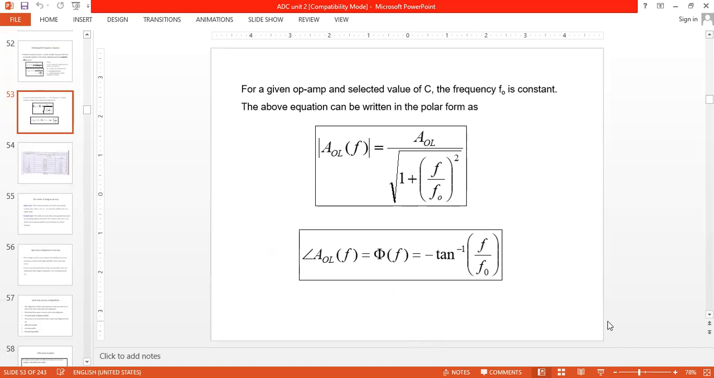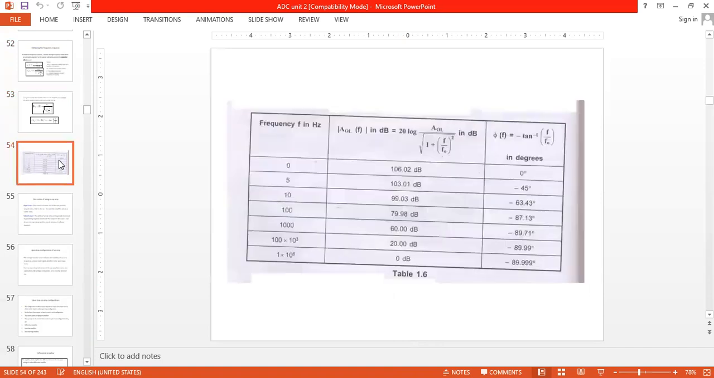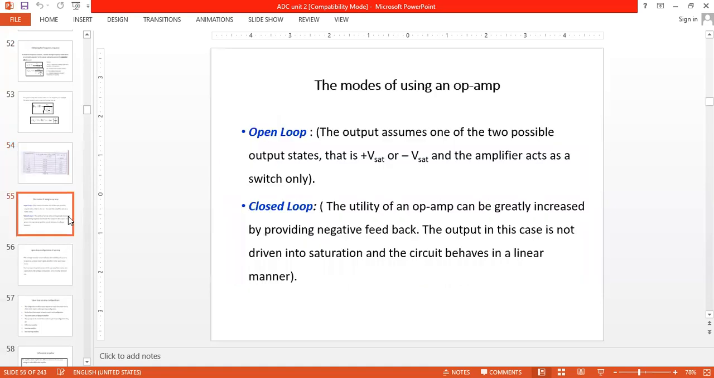So this is the magnitude equation and phase angle equation. Magnitude equation: AOL of f is equal to AOL divided by root of 1 plus (f divided by f naught) square, as well as the phase angle, that is tan inverse of f divided by f naught. So these are the different variations of frequency. If we give 0, what will happen? The phase angle will be 0 degrees. If we give 1000, the phase angle will change up to 89.71. Okay, this is the table for the frequency variations.